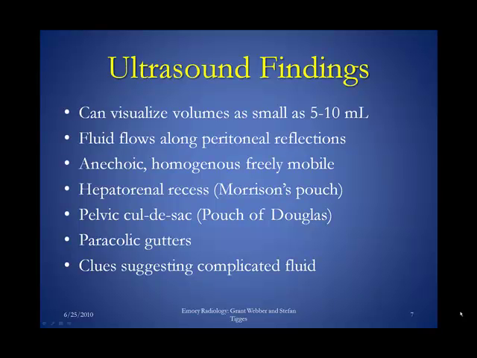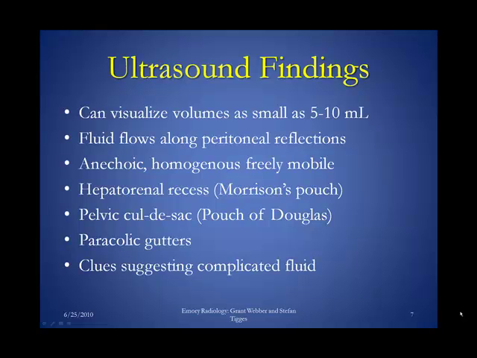So now we'll move on to the ultrasound findings. Ultrasound is much more sensitive at detection of ascites and can pick up volumes as small as 5 to 10 milliliters. Free intraperitoneal fluid tends to flow along the peritoneal reflections, and we can use this to our advantage when looking for a small amount of fluid, because fluid tends to accumulate earliest in specific places, such as the hepatorenal recess, known as Morrison's pouch, the pelvic cul-de-sac, the pouch of Douglas, and along the pericolic gutters.